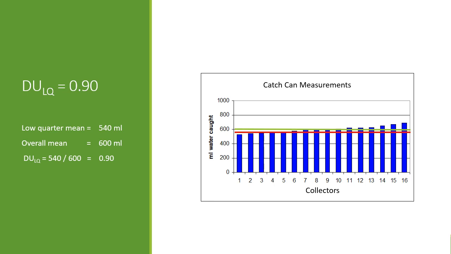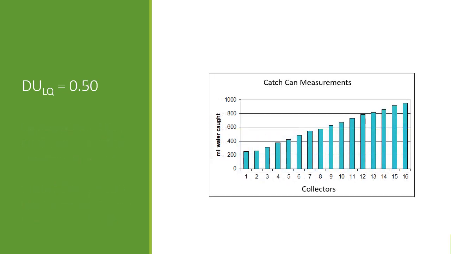In terms of irrigation scheduling, if we wanted to apply 30 millimeters to our crop, we can use that DU number to work out how much water we need to apply to ensure that 7/8 of that crop receives the minimum of 30 millimeters. So 30 millimeters divided by 0.9 equals 33.3 millimeters. That means that we have a wastage of only 3.3 millimeters.